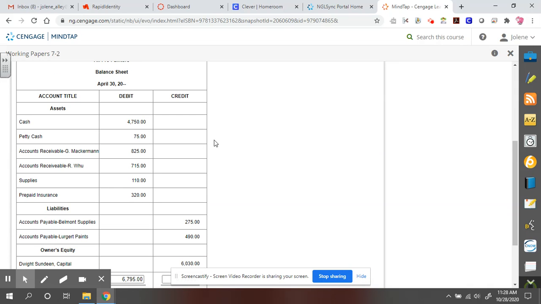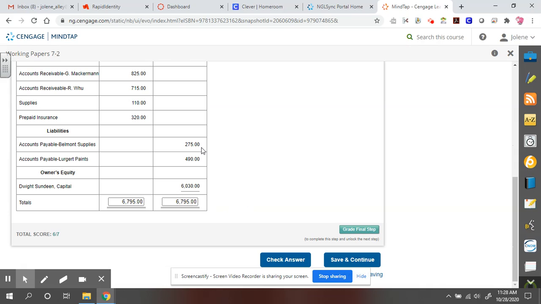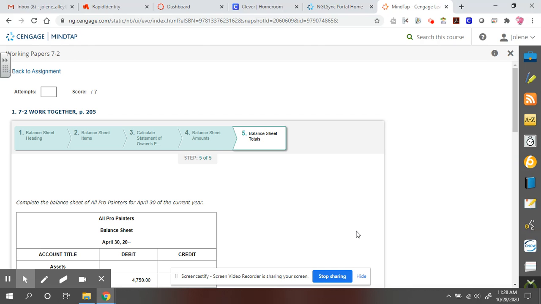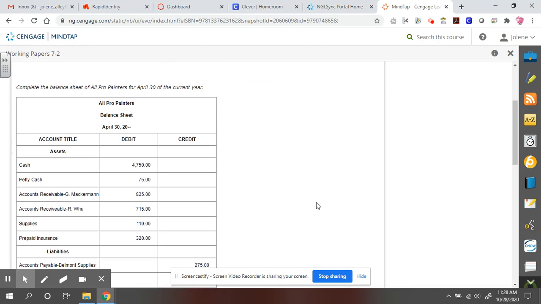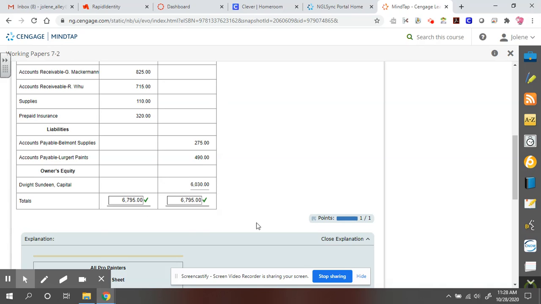And the balance sheet, again, is the components that make up your accounting equation. Your assets equal your liabilities plus your owner's equity. So your assets added together have to equal what your liabilities and your owner's equity added together have to be. They have to balance. Grade that final step. Got the green checks, got the points.